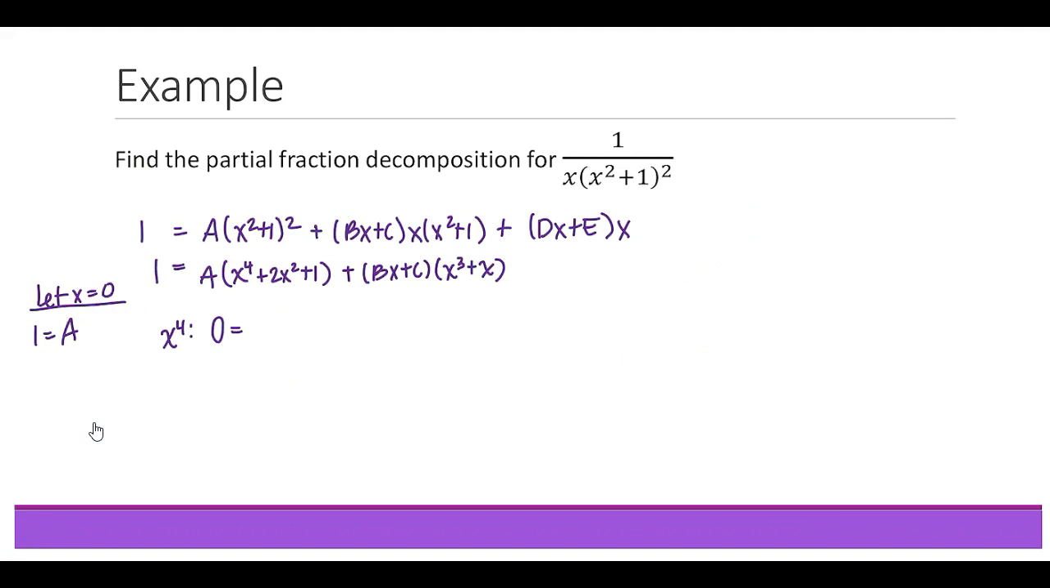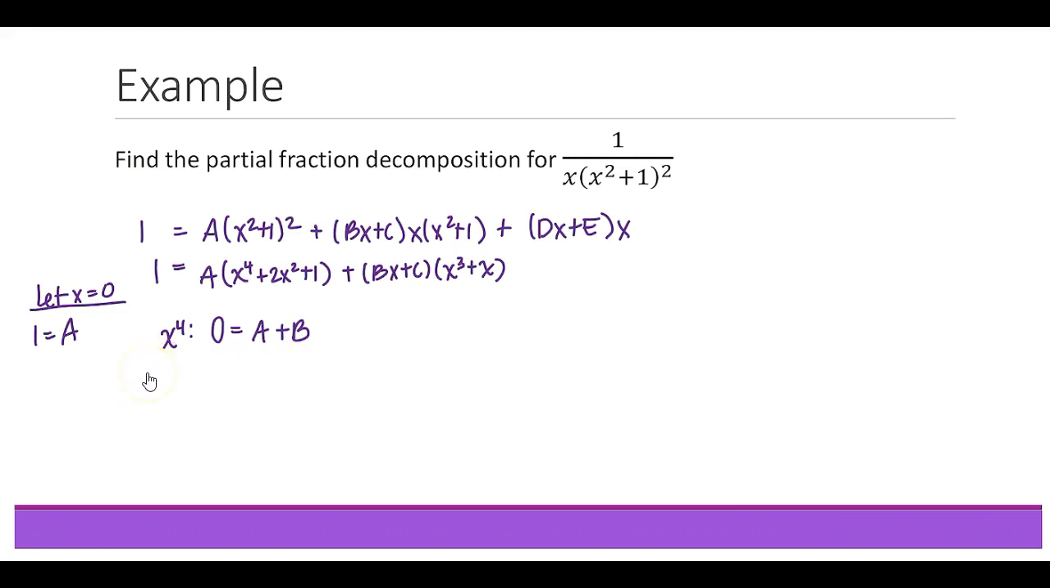So 0 is going to have to equal, on the right hand side, the only thing that'll have x to the 4th from the first term a, so a x to the 4th, if I distribute in this a. And on the second piece, if I distribute bx times x cubed, I will have a b in front of x to the 4th as well. x times x cubed is x to the 4th.